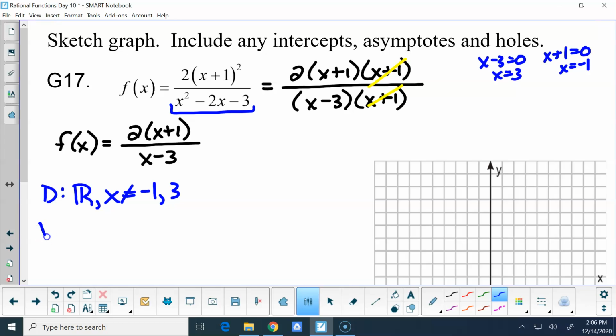Now for my vertical asymptotes, though, now I go to my new function. So my vertical asymptote is just x equals 3.